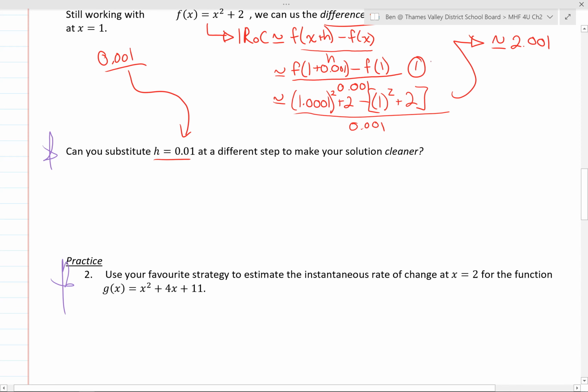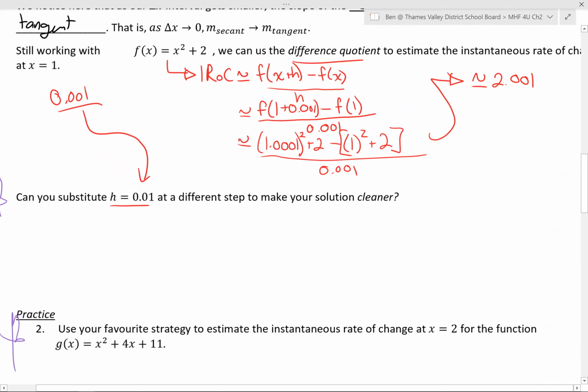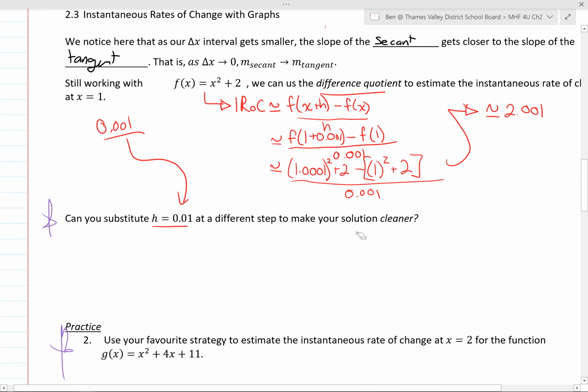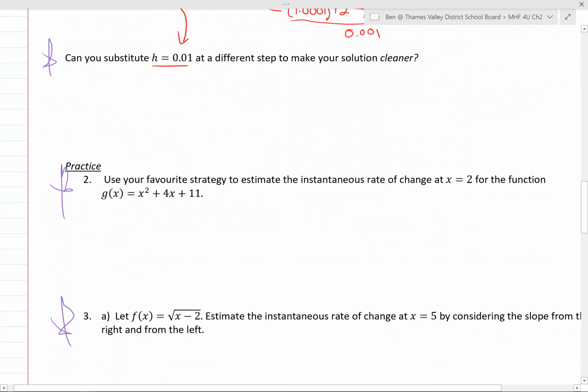Initially, I substituted it in here, but if you try substituting it in at a different point, see if you can make your solution come together a little bit nicer. So I encourage you to try that on your own. We'll talk about that in class. We'll compare how we were able to handle that in class.